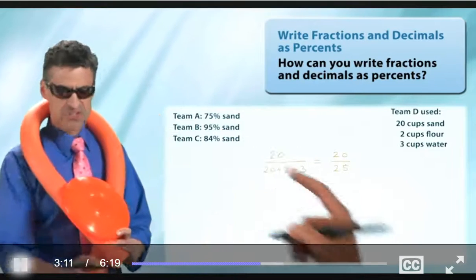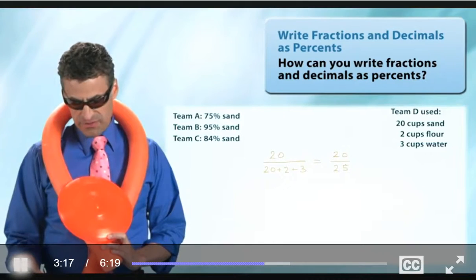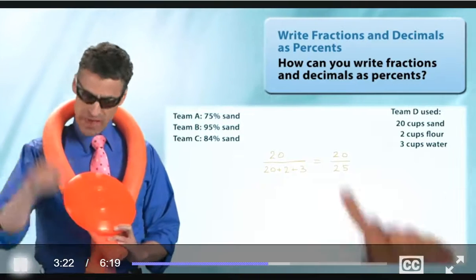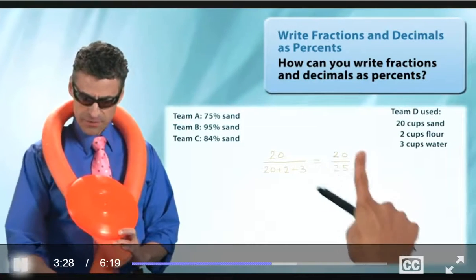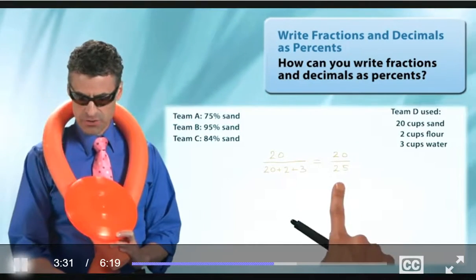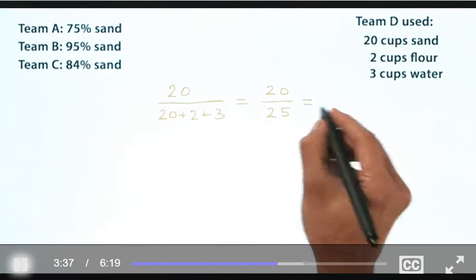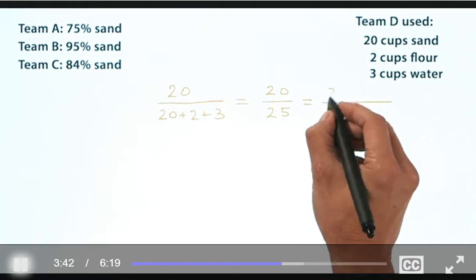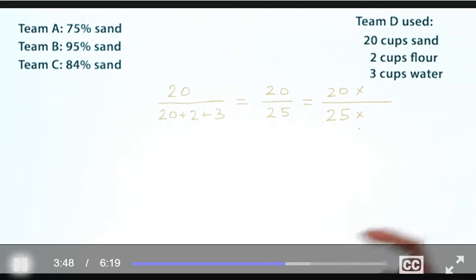Now, the other teams represented their percentages in terms of sand, so I need this to be a percent. Remember, a percent is a very special ratio where the bottom number, the denominator, is 100. So I've got to write this ratio as an equivalent ratio with 100 downstairs. The way you write equivalent ratios is by multiplying or dividing both the numerator and the denominator by the same number. So what would I have to multiply 25 by in order to make it 100? 100 is the magic number for percentages.